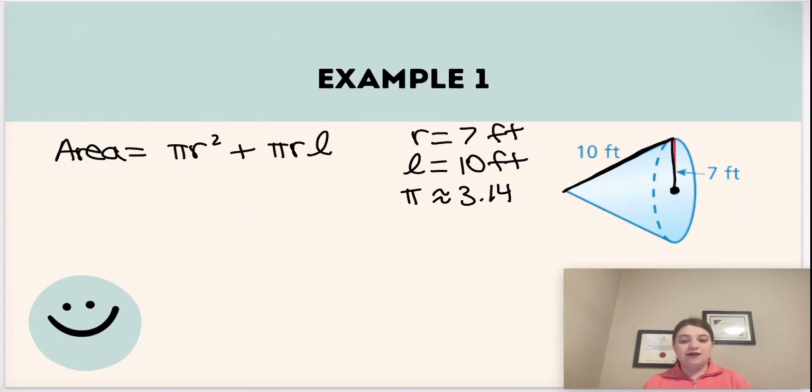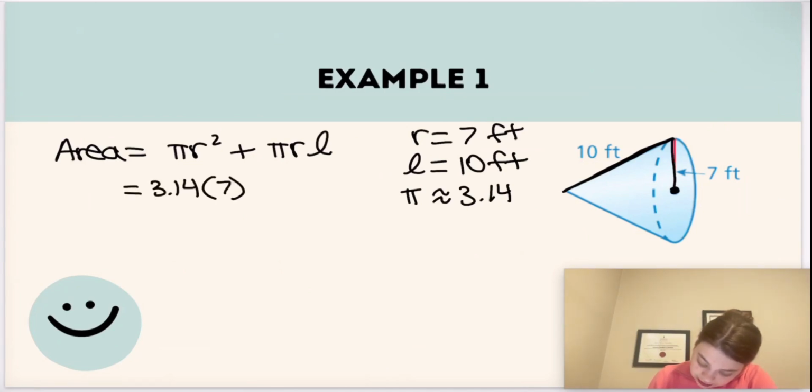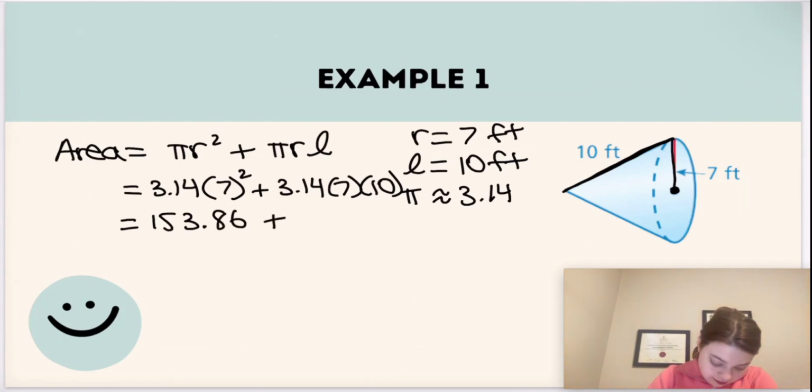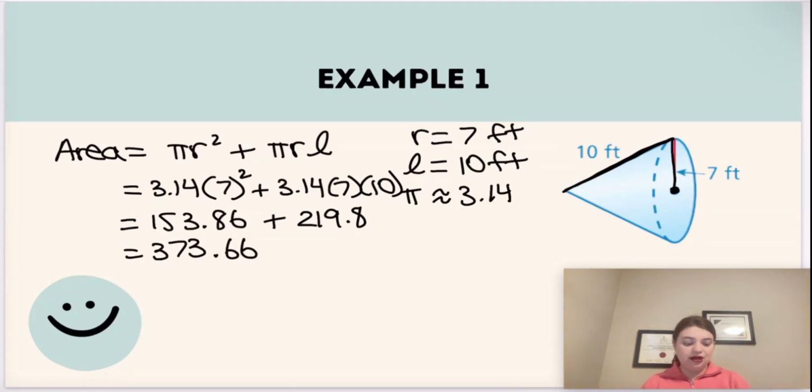So next, I'm going to sub in my values. So I'm going to have 3.14 times r squared, so 7 squared, plus 3.14 times 7 times 10. And then I'll multiply this through. So then we have 49 times 3.14, which is 153.86. And then for the second part, we have 3.14 times 7 times 10, which is 219.8. And then if I add those two things together, I will get 373.66.